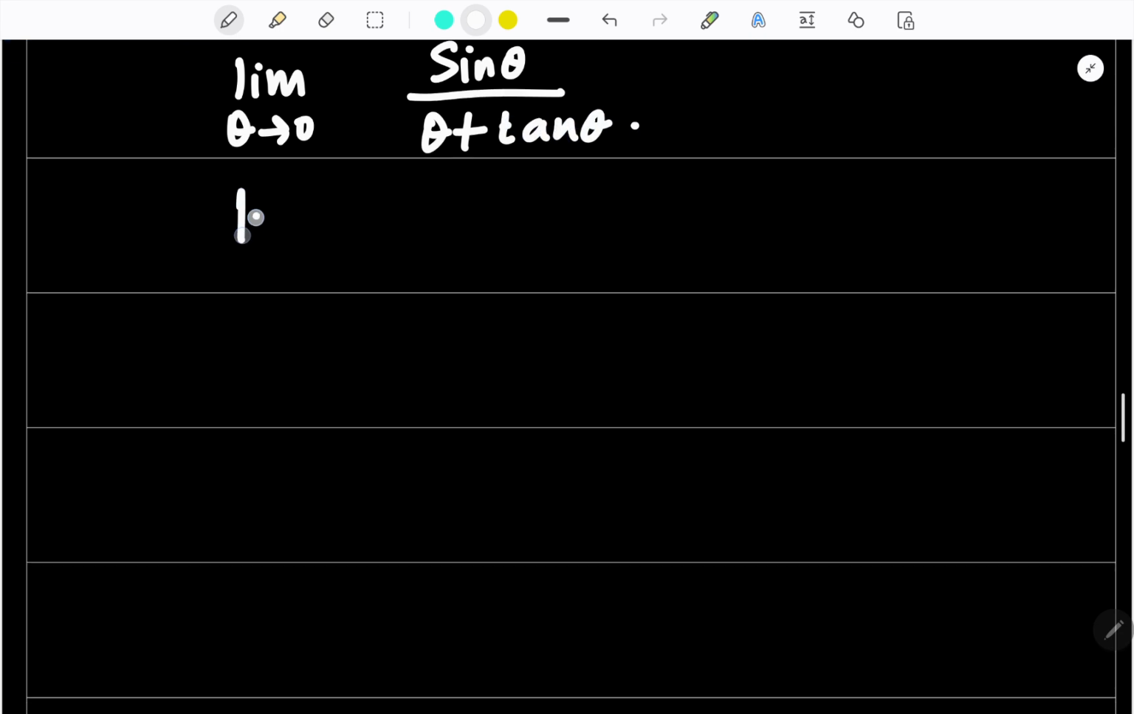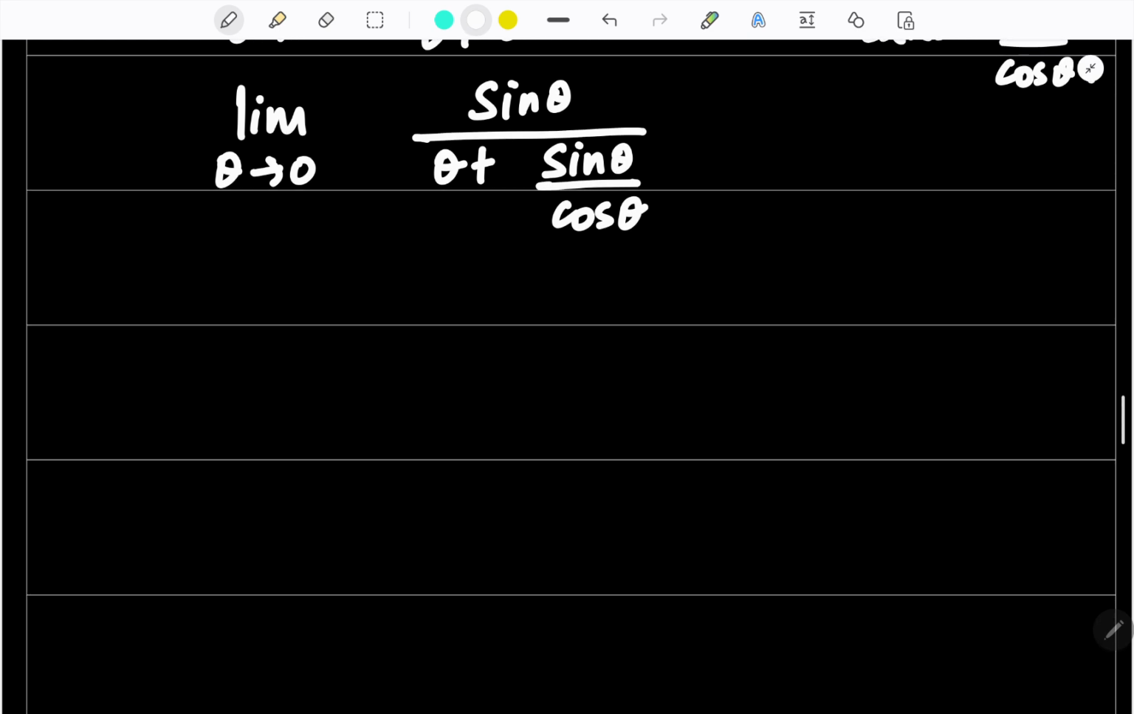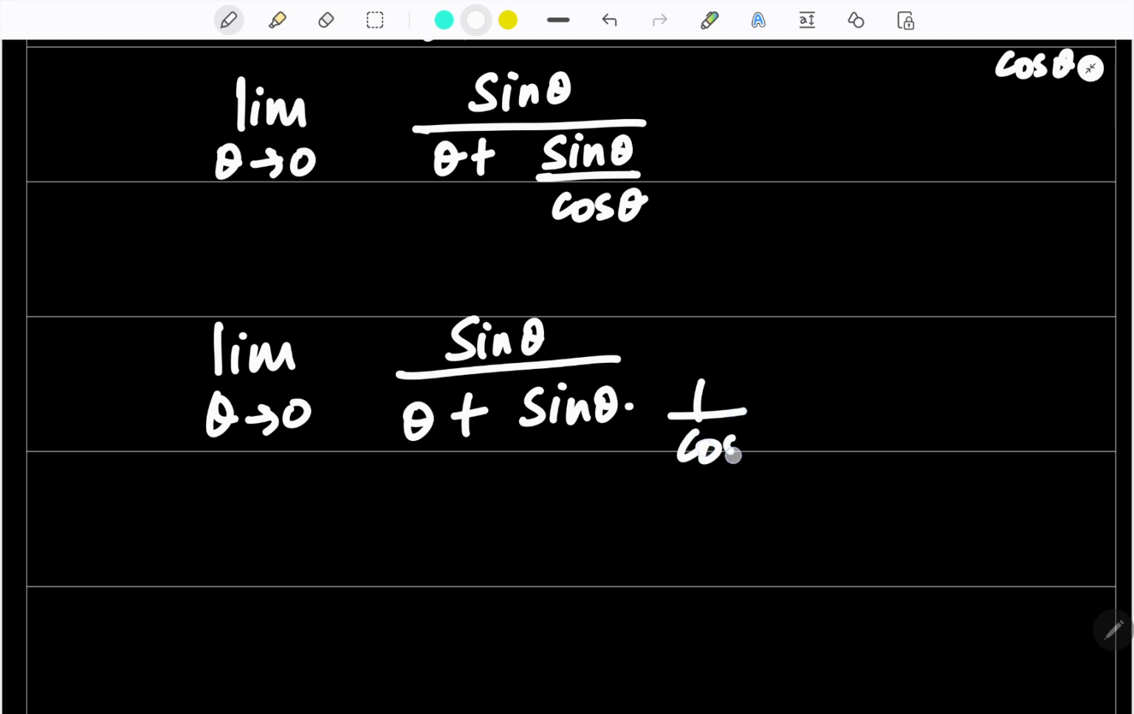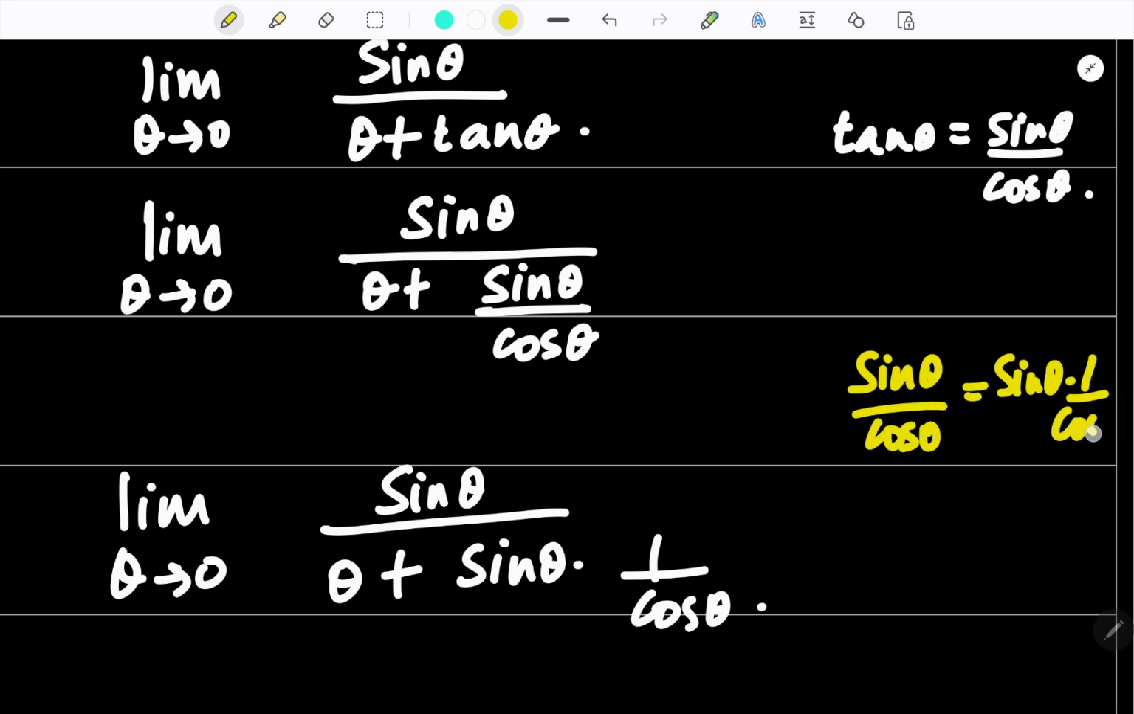Okay. First of all, what I will do, limit theta tends to 0, sin theta divided by theta plus, tan theta, write it as what? Sin theta divided by cosine theta. Okay. After that, one more step. What is the step? I'll tell you. Limit theta tends to 0, sin theta divided by theta plus sin theta and then 1 by cosine theta. What I'm writing? You see this sin theta divided by cosine theta, I'm writing as sin theta multiplied by 1 by cosine theta.